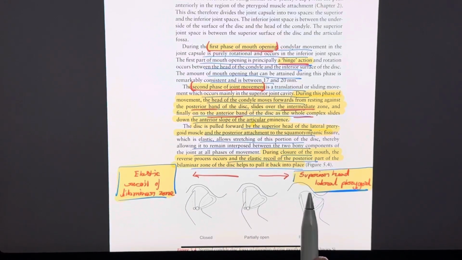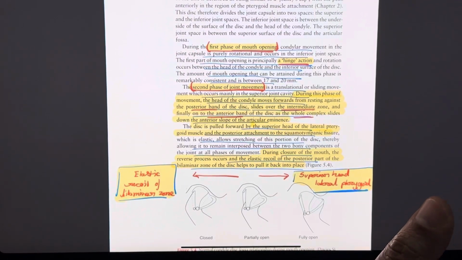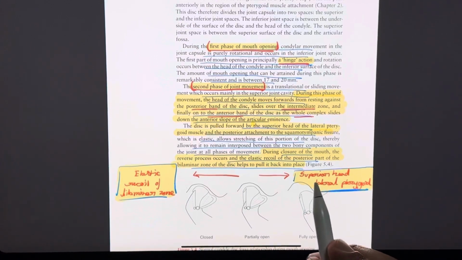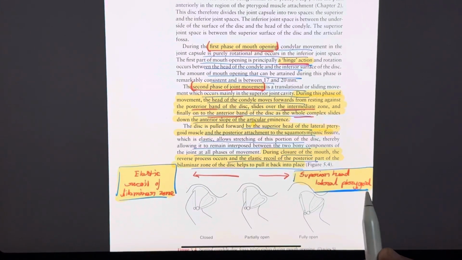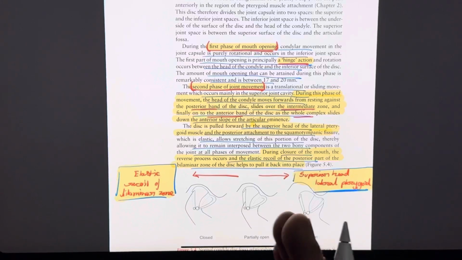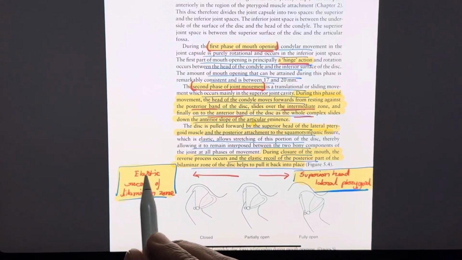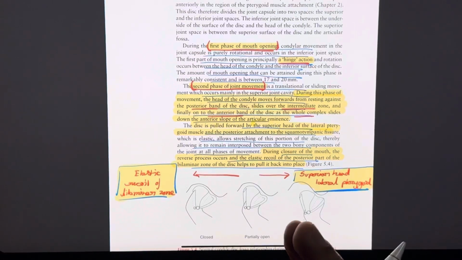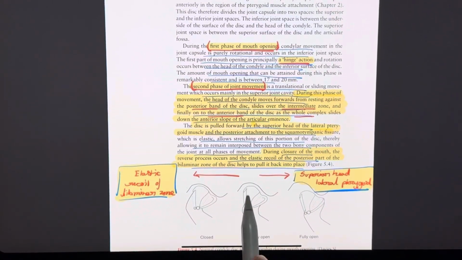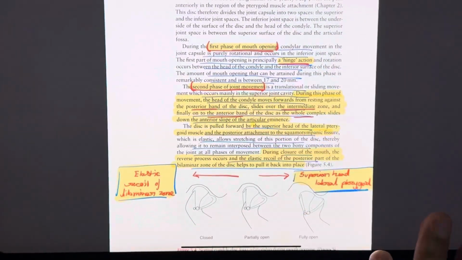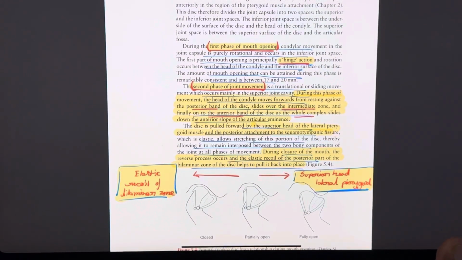disc. There is a force which is pulling it forward, which is by the superior head of the lateral pterygoid muscle, and then the reverse, when the joint is closing, the elastic recoil of the bilaminar zone is pulling it back to put it back in its place over the condylar head. So this is how a normal TMJ works.